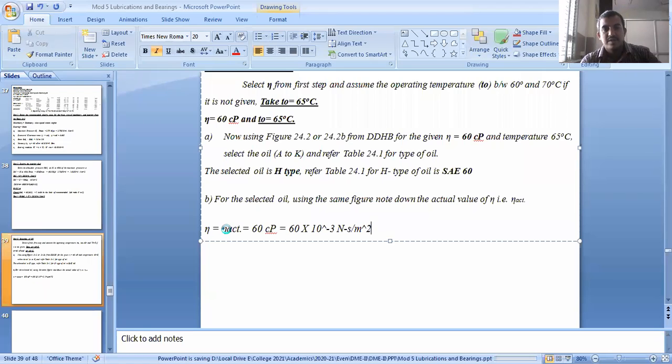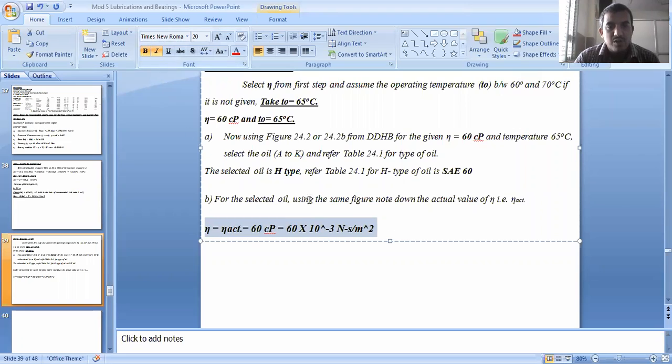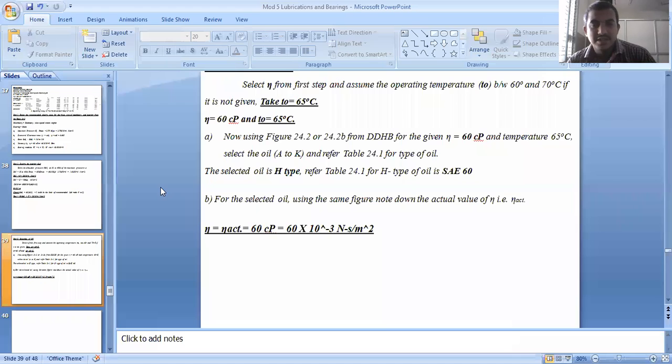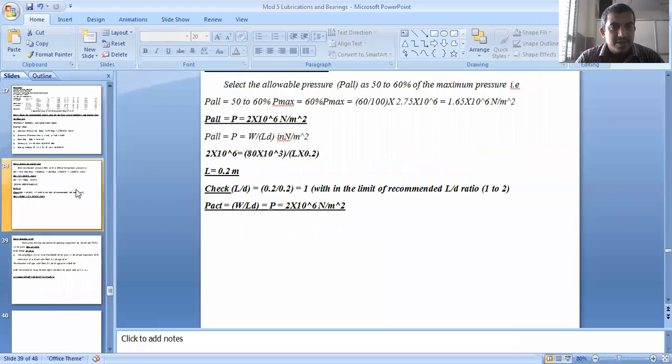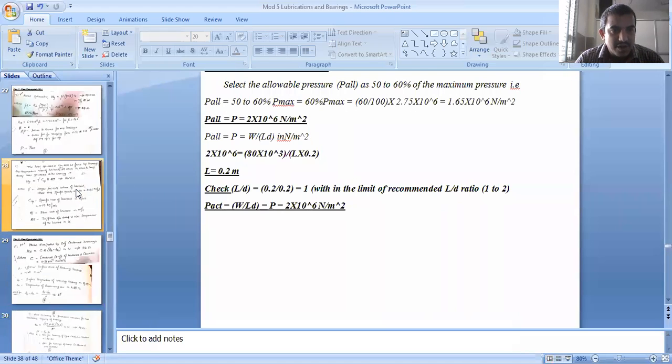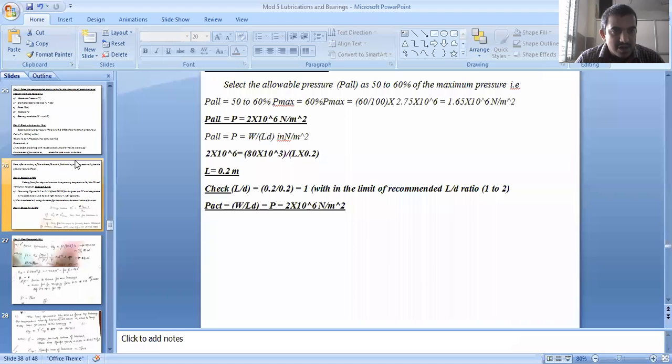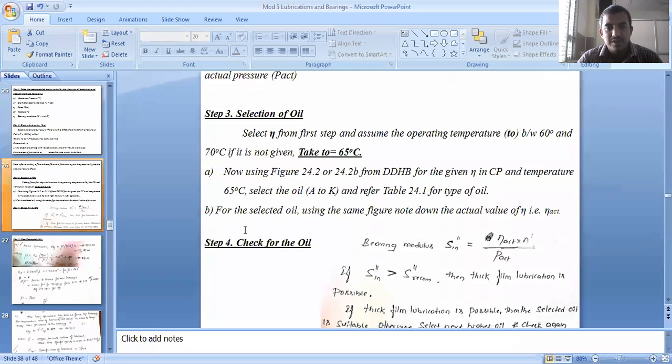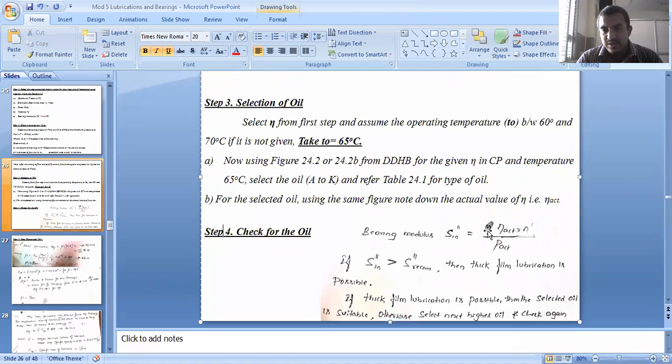Is it right? Now round off this value and keep it in a rectangular block. We'll use this data in further calculations. Clear? That completes the third step. What is the fourth step? Check the oil. Check whether the oil we selected is suitable for the task or not.